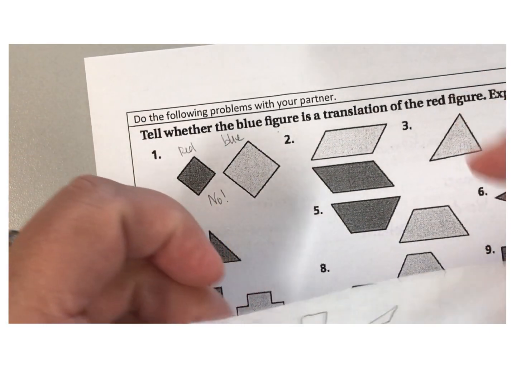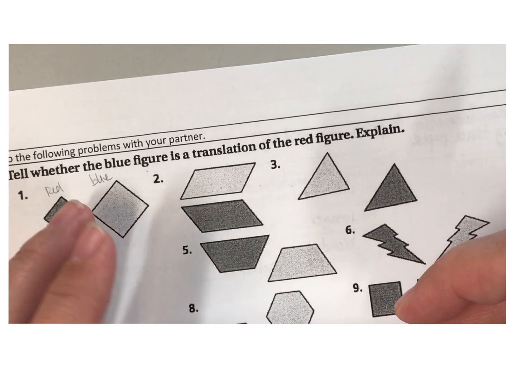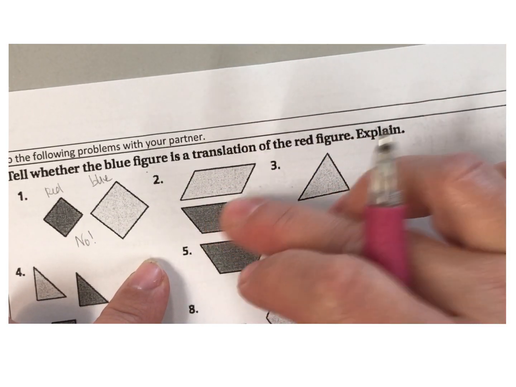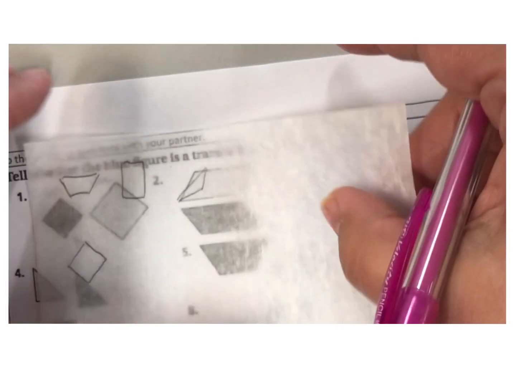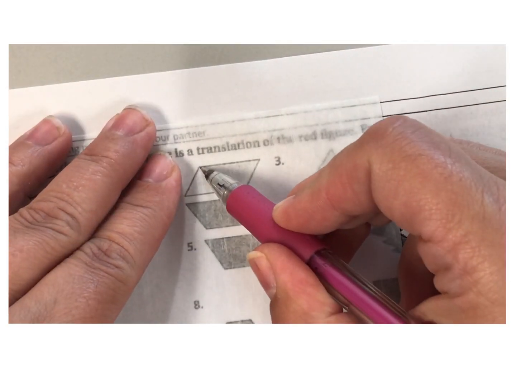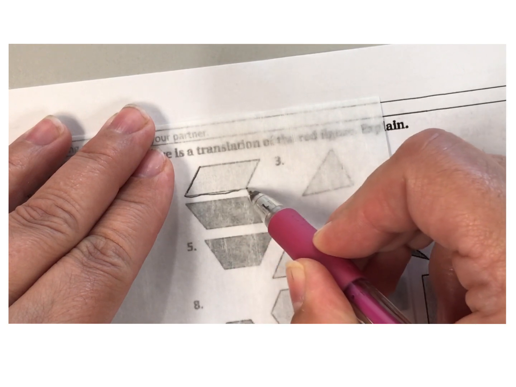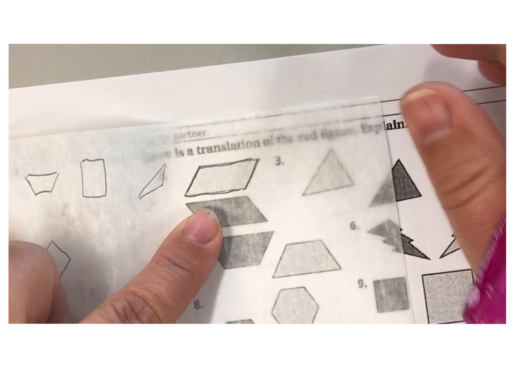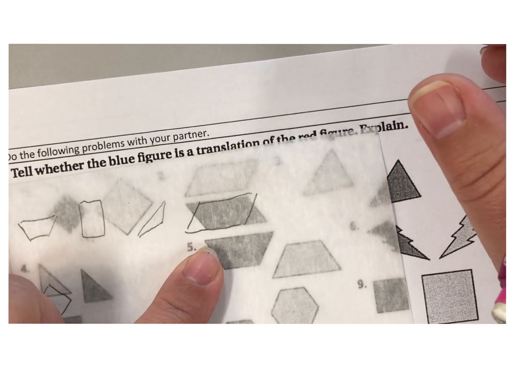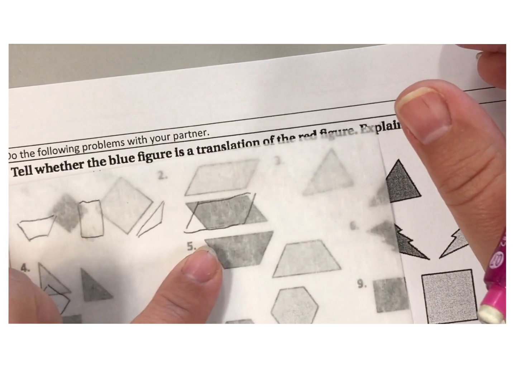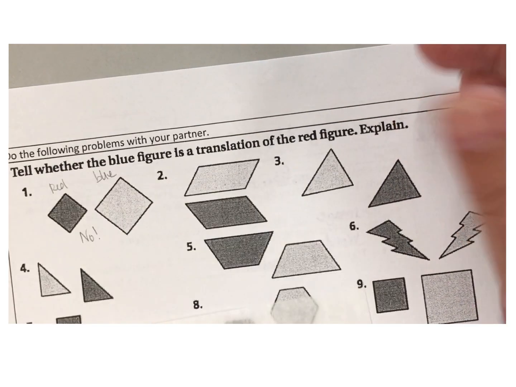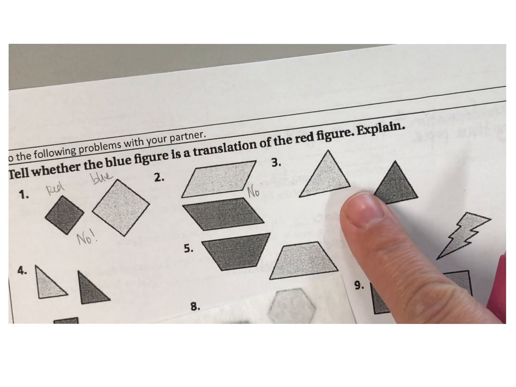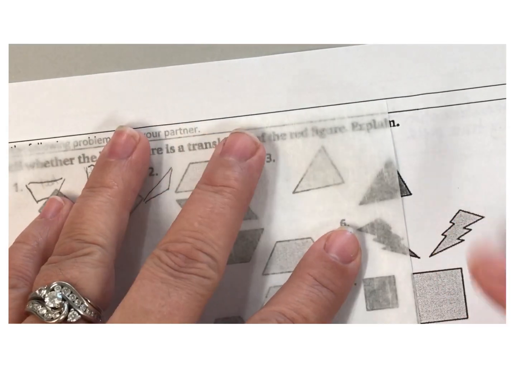All right, let's try number 2. So let's look at it for a second. Is the blue a translation of the red? Well, we're going to take our trace paper and trace it. Can I slide this to make it like this? So I'm going to slide it down. Does it slide anywhere to make it the same? So is this a translation? No. What about number 3? So we have this triangle. We're going to take this triangle.